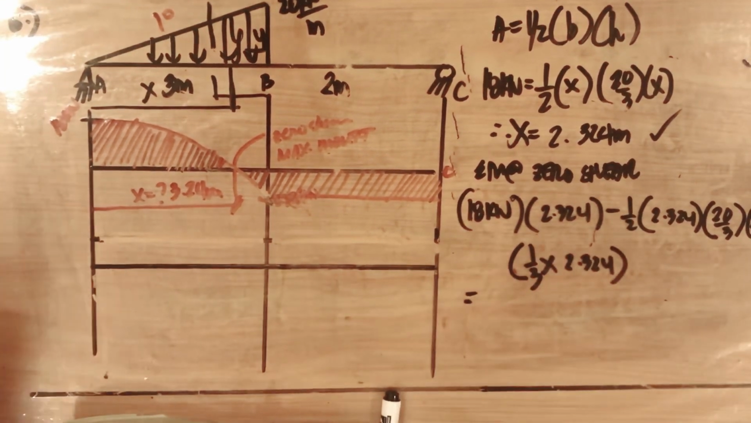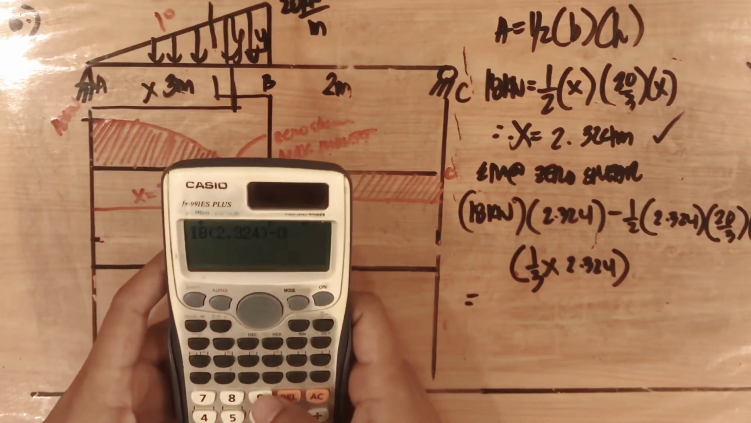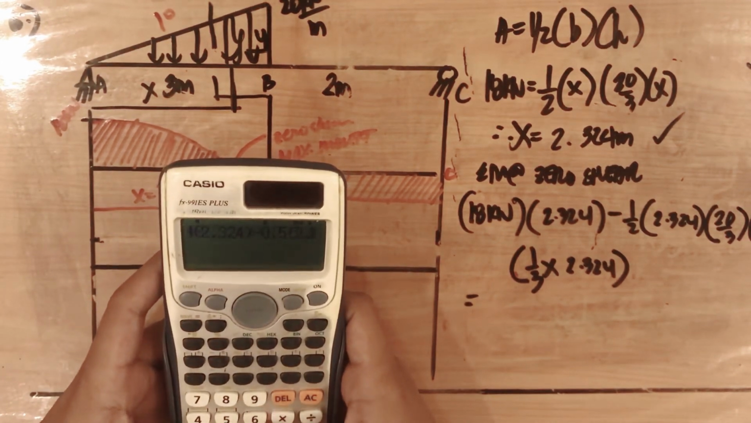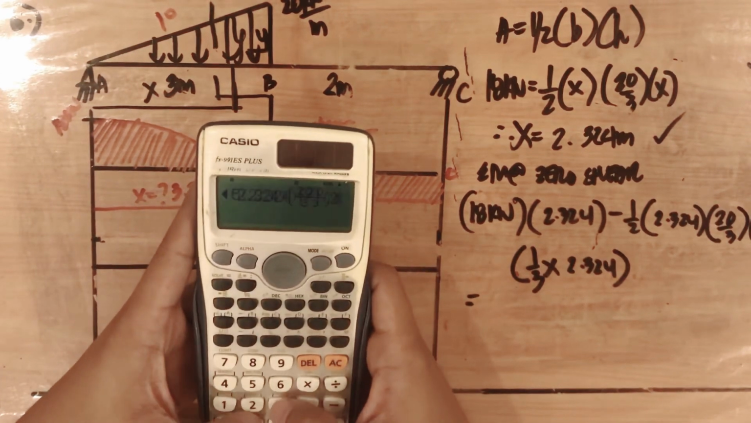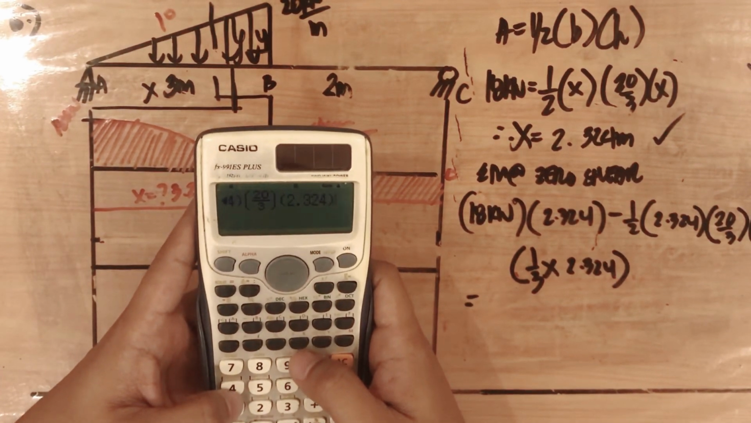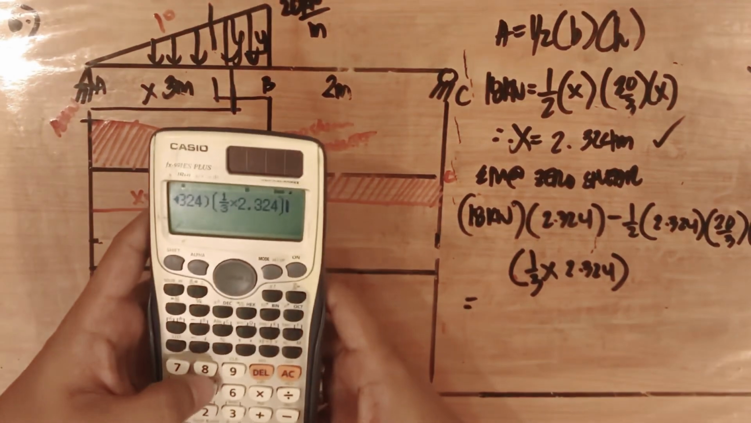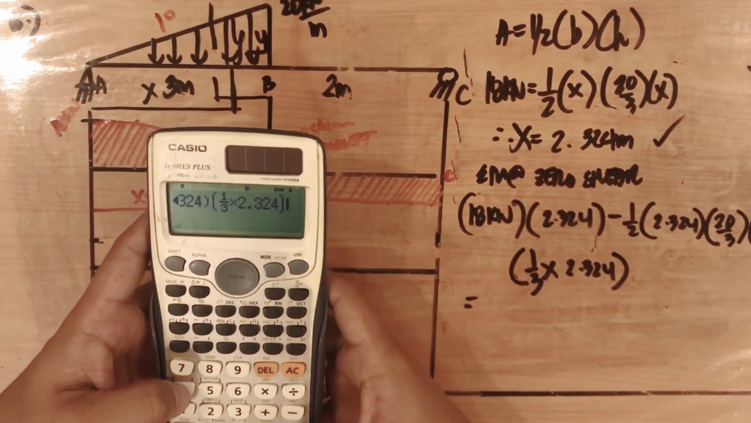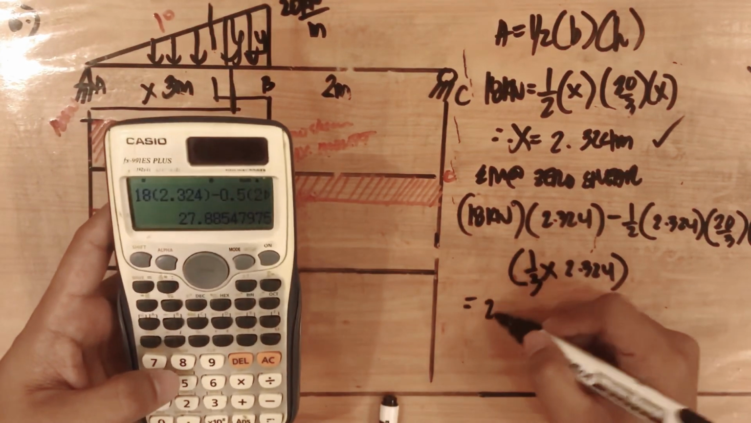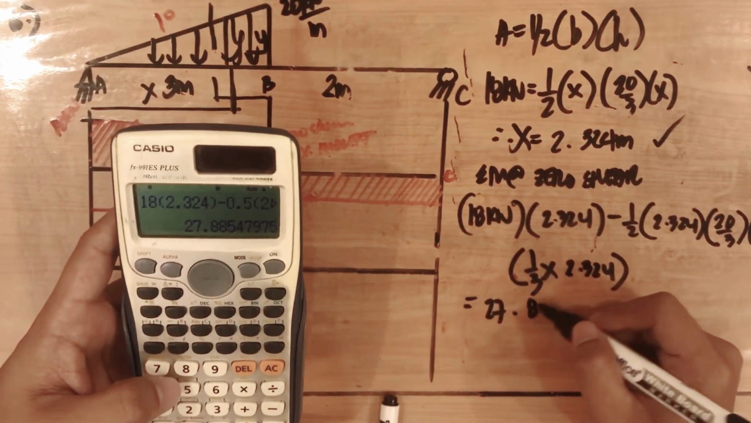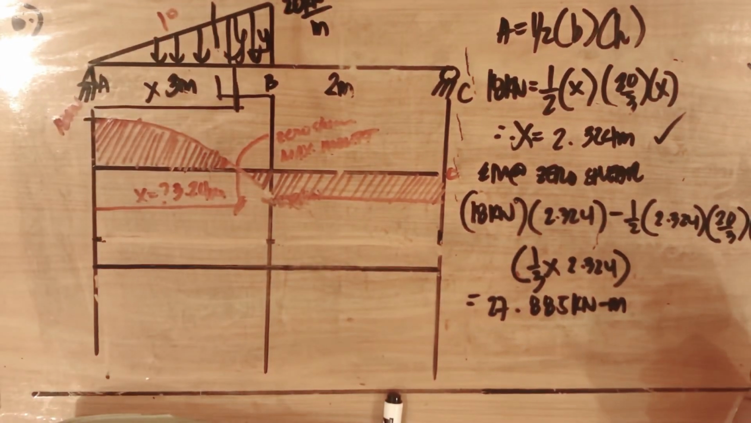Equivalent to, so ilan yung moment natin dyan? Minus 0.5 times 2.324 times 20 over 3 times 2.324 times 1/3 ng 2.324. So, ayan. So, moment natin dyan is equivalent to 27.885 kilonewton per meter. So, ayan.